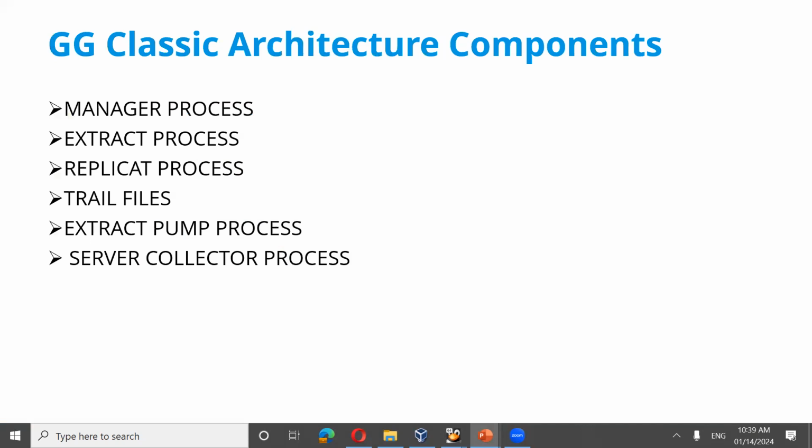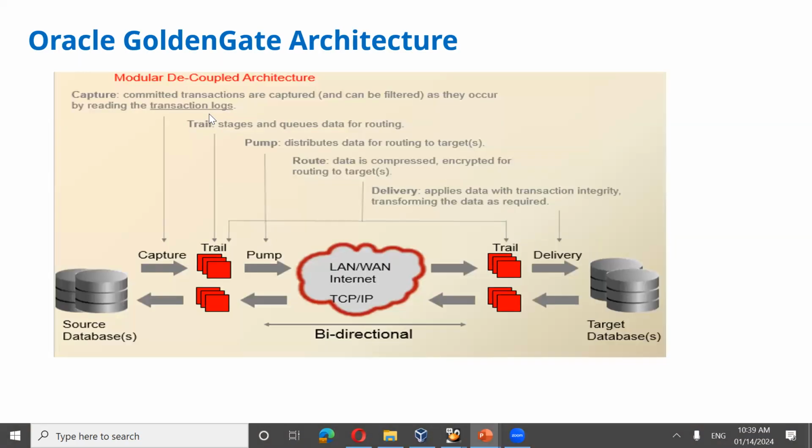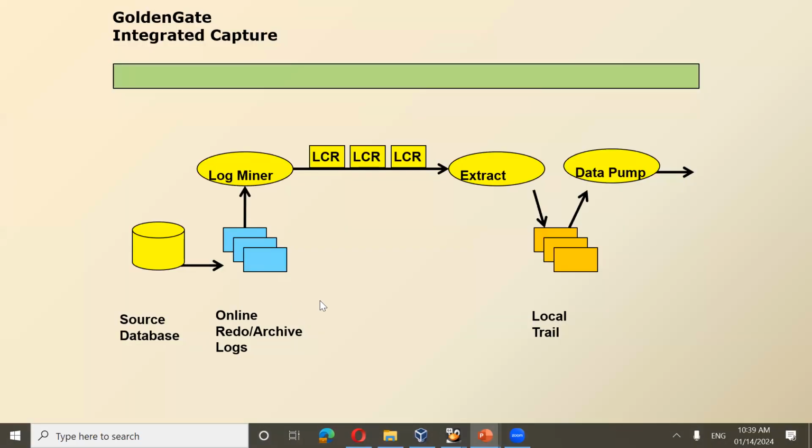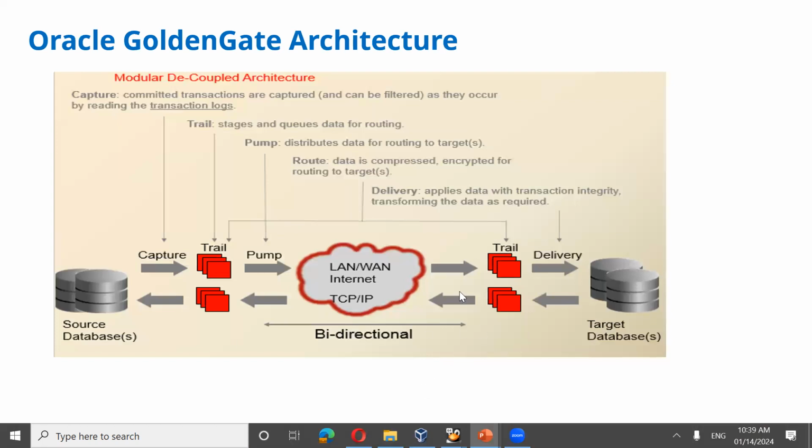Now, what are the components of Oracle Goldengate classic architecture? Manager process, extract process, replicat, pump, trail files. And then there is one more background process, which is called the collector process. The collector process runs on the target. The pump process establishes the connectivity with the target manager, and then the collector process is started on target. So collector is a background process which helps in receiving the data from source and writing it to the remote trail.